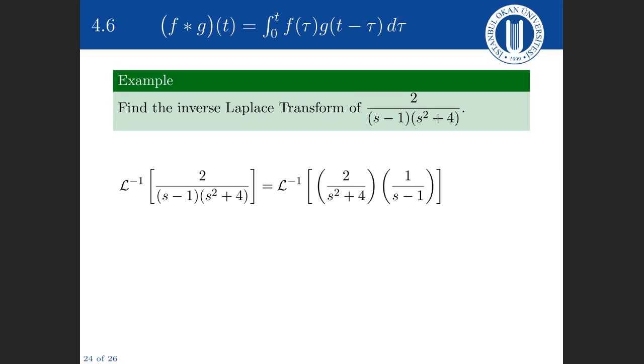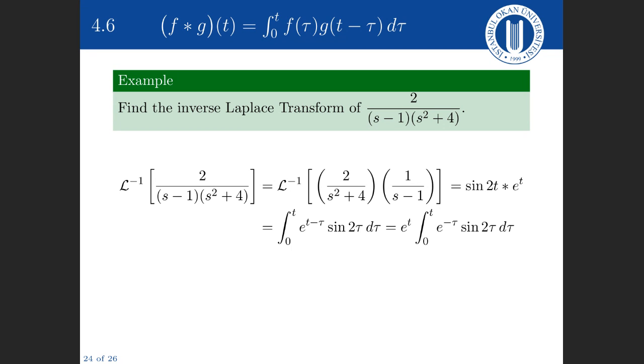We're trying to find the inverse Laplace transform of the product of two functions. And I choose to split it like this. I'm putting the 2 in the left bracket because 2 over s squared plus 4, we know what this is. And we know what 1 over s minus 1 is. We know that this is sine 2t convoluted with e^t, or the integral from 0 to t, e to the power of t minus tau, sine 2 tau d tau.